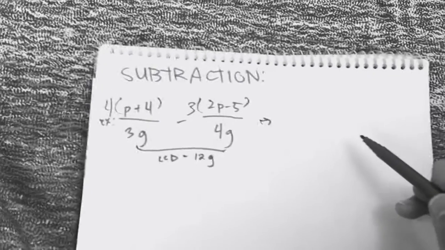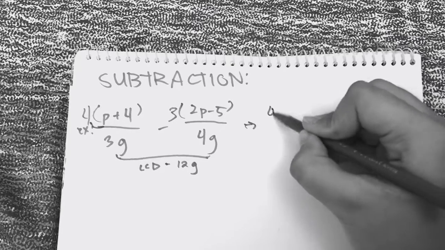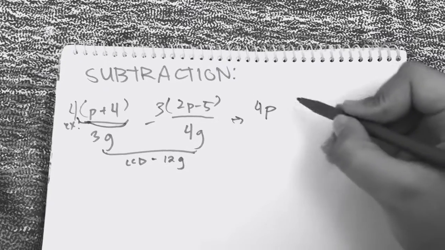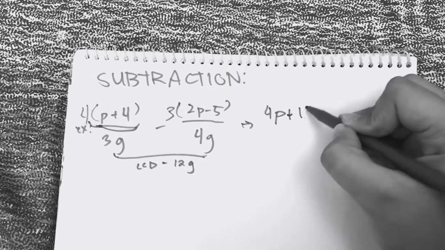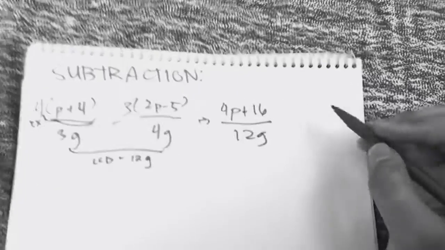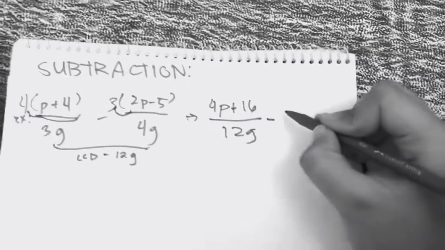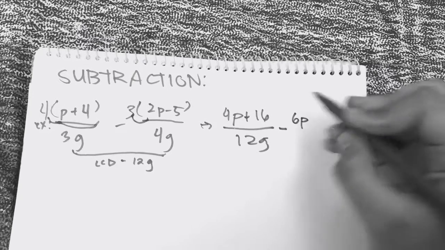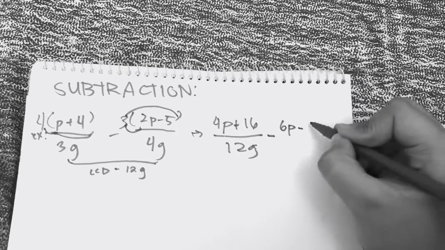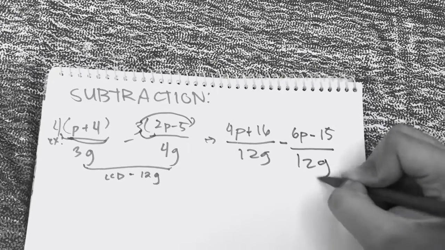Then you can start to change it. 4 times p equals 4p. And 4 times 4 equals 16. Positive 16 over 12g. Next expression, 3 times 2p equals 6p. And 3 times negative 5 equals negative 15 over 12g.